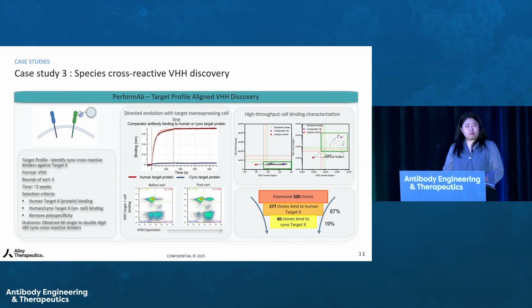And we had no problem validating the human target on Octet. The way we do our QC is basically load our human protein or cyno protein on Octet and then flow it with a comparator antibody that is known to bind both targets. And we validated, as you can see in the middle panel, that the human protein binds to the comparator antibody without any problem. But then the cyno protein doesn't bind to the comparator at all.